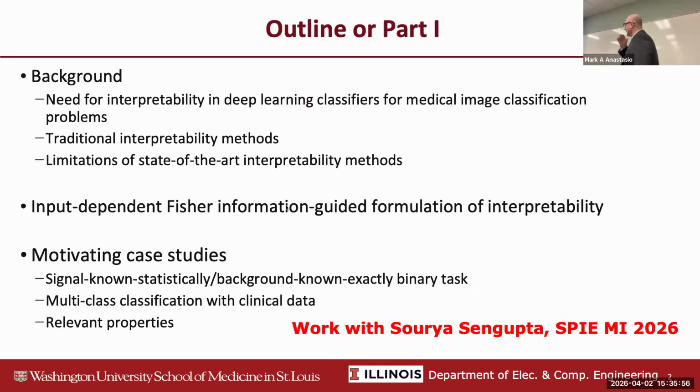Okay, so this is a quick outline of the first part of the talk. And again, some of you in the room may be experts on this and know more about it than me. I'll just give a quick introduction to post hoc interpretability methods for machine learning and describe why we might want to have a new approach. I'll talk about how we're going to approach this using the Fisher information matrix, and then just show a few preliminary case studies, give you some idea about how it works.